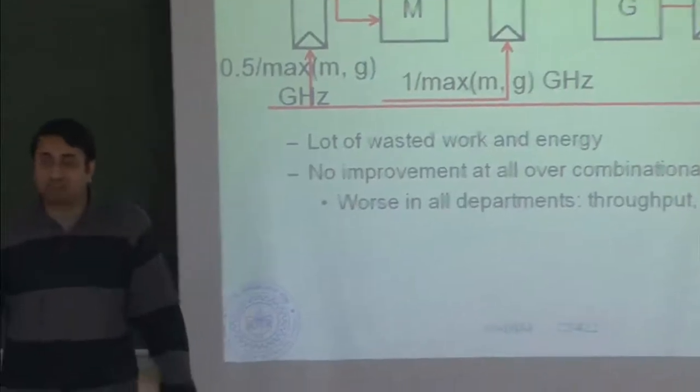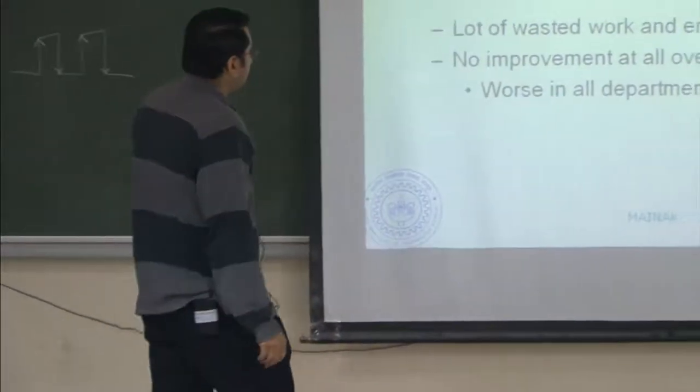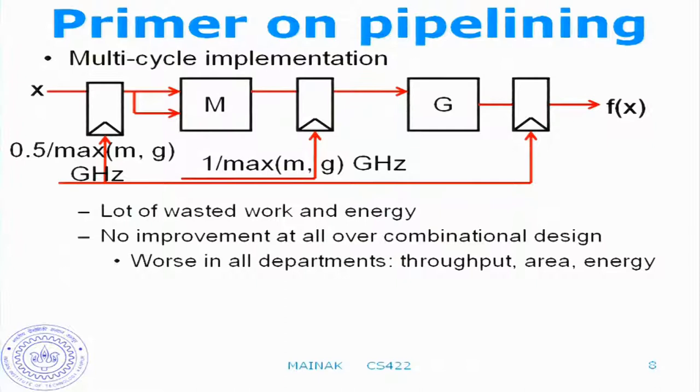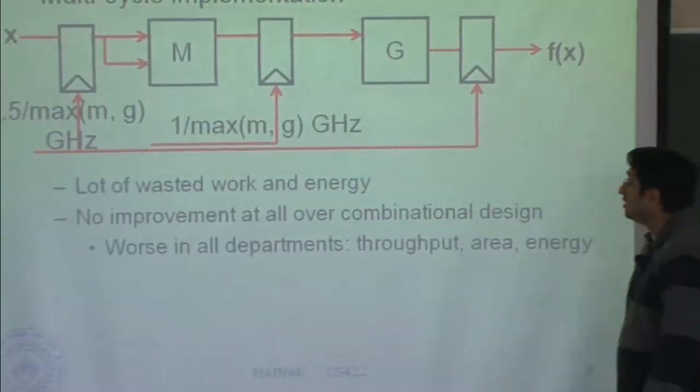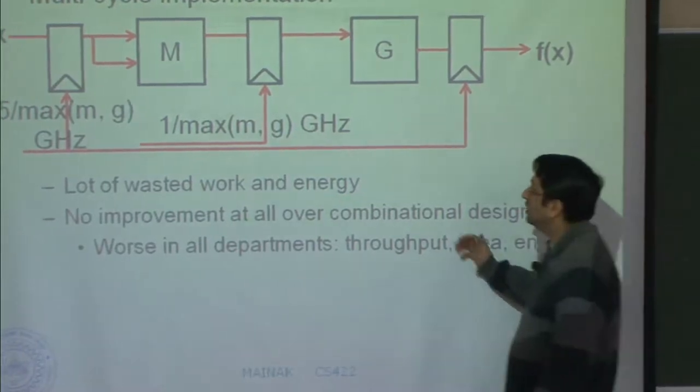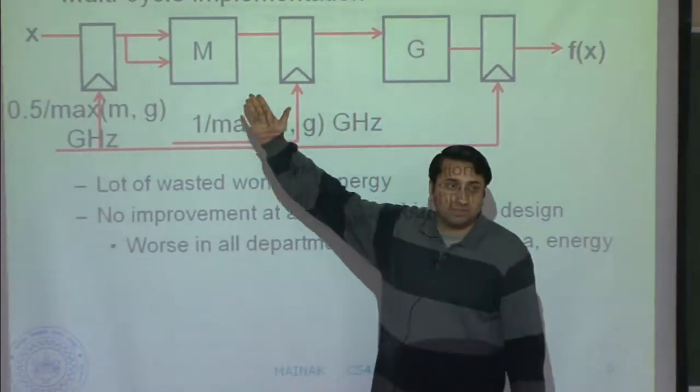So what have we gained by doing this? There is a lot of wasted work and energy. Okay, all right. Because half the time only one unit is working. Okay. No improvement at all over combinational design. In fact, it's worse in all departments. Look at the throughput; it's going to be worse. Twice max of M comma G is going to be bigger than or equal to M plus G. Okay, all right. Area, we are worse. We have added latches. And energy, we're probably going to be worse because of the energy consumed by the latch.